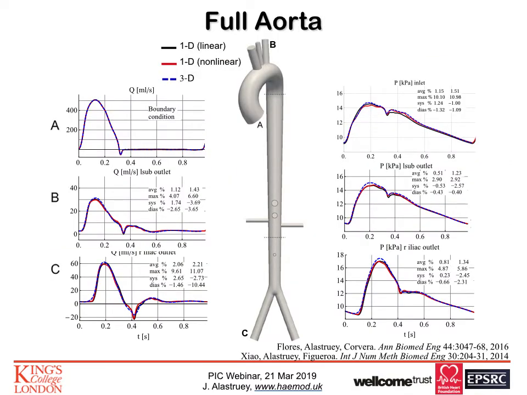And here you have the results for a model of the full aorta. Flow rate wave on the left and blood pressure wave on the right. You can see in blue the results from the 3D model, in red the results for the nonlinear 1D model, and in black those for a linearized version of the 1D model. Using 1D modeling, we obtain average root mean square errors relative to 3D model predictions smaller than 3% in both pressure and flow rate.